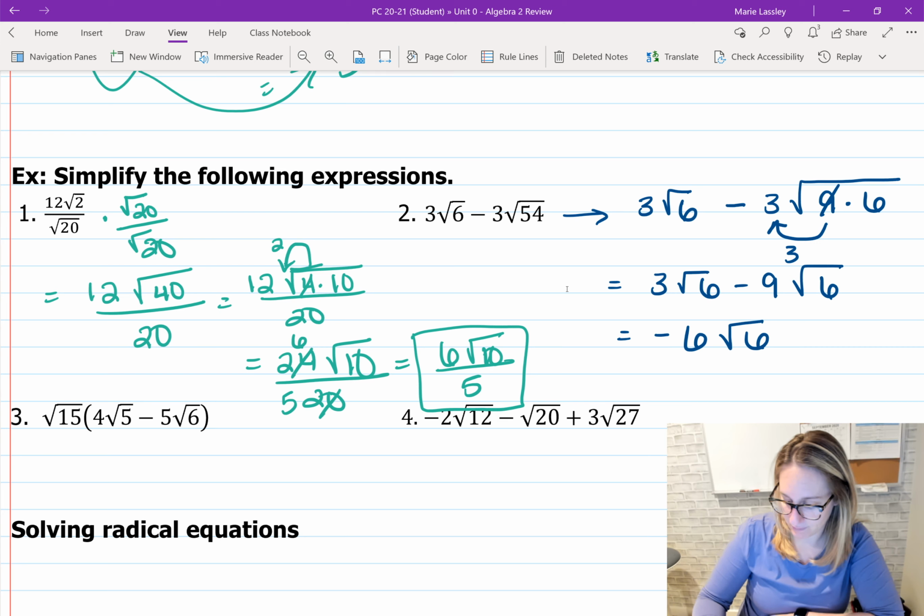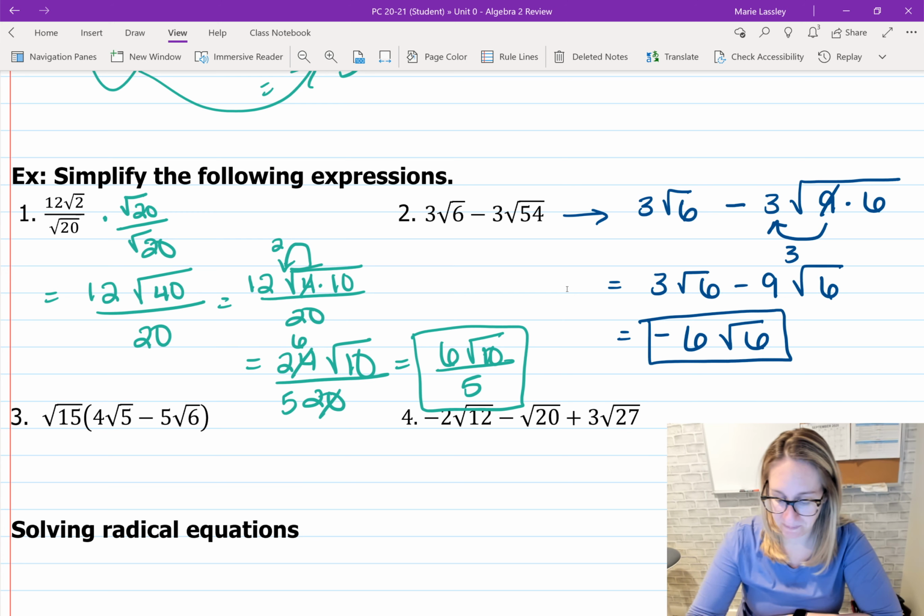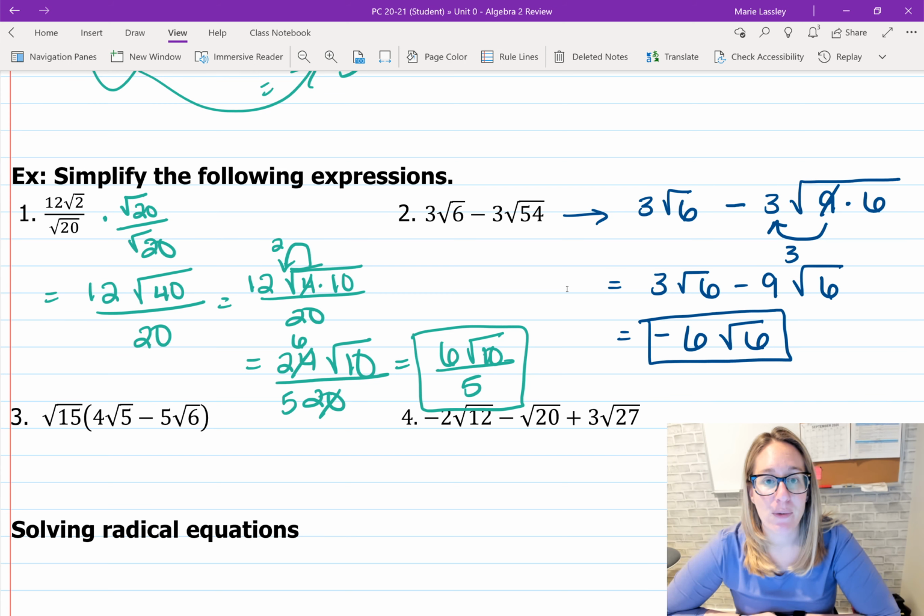There we go. And that is my simplified answer for problem number 2. All right, moving on to problem number 3. So this is a distribution problem, all right? And the reason why I picked this one is because the multiplication is actually kind of nice.